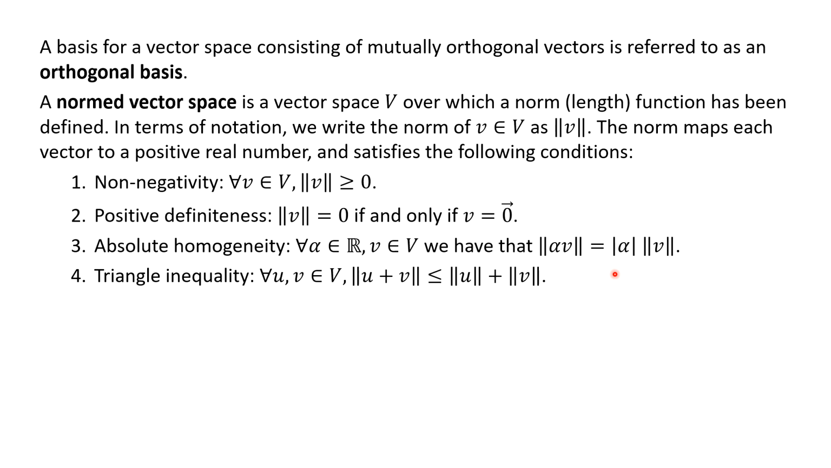I mentioned R here, but if you took your scalar from the complex numbers, then it would be the absolute value of the complex number, which is the square root of the imaginary part squared plus the real part squared. And then we have the triangle inequality. The norm of u plus v is less than or equal to the norm of u plus the norm of v. If you have a norm that satisfies these properties for a given vector space, then you have a normed vector space.